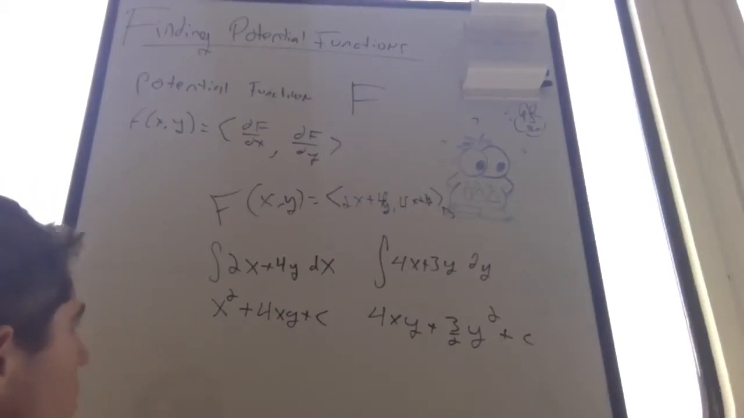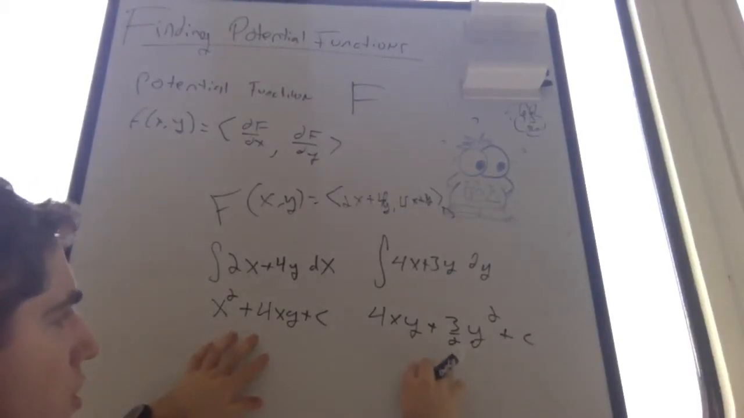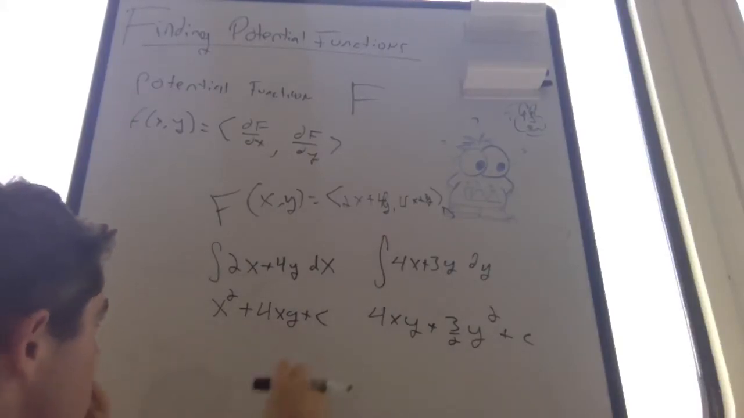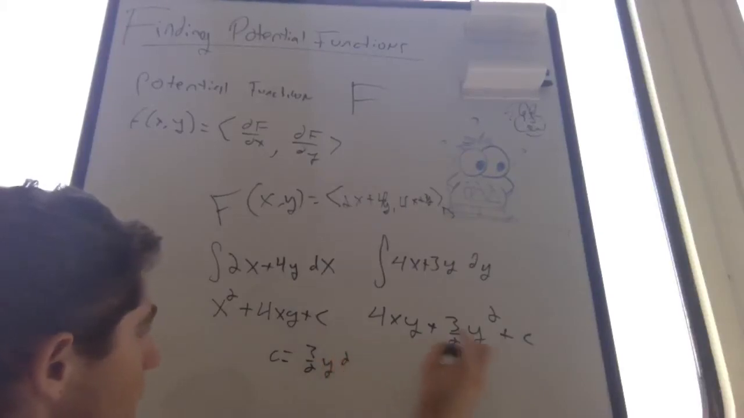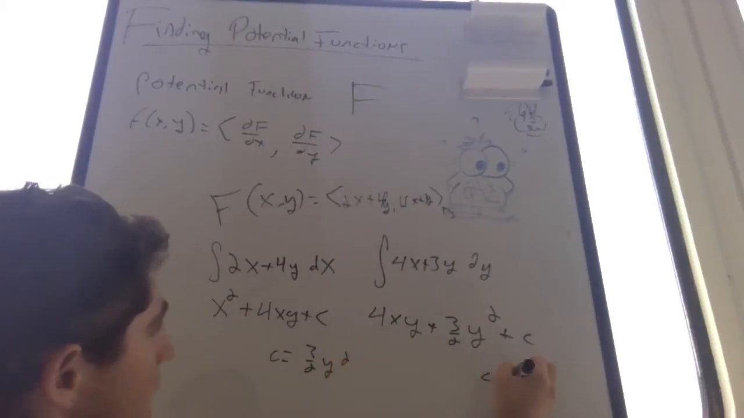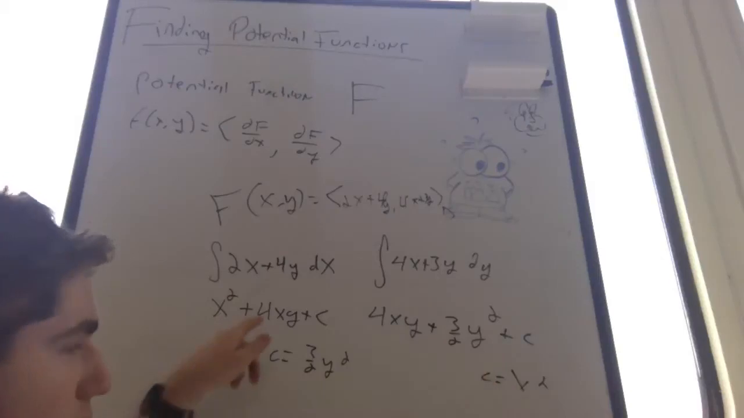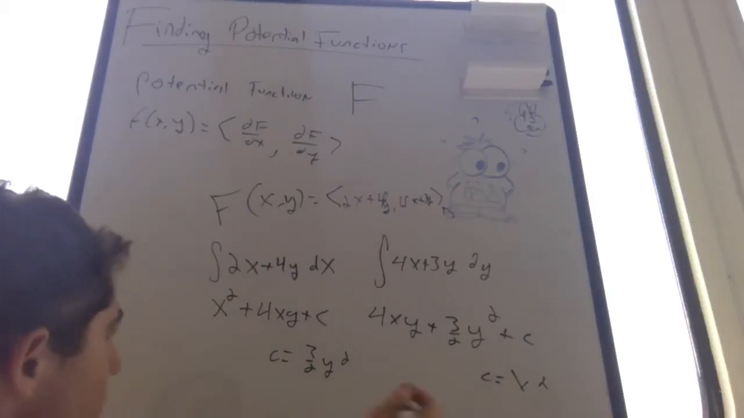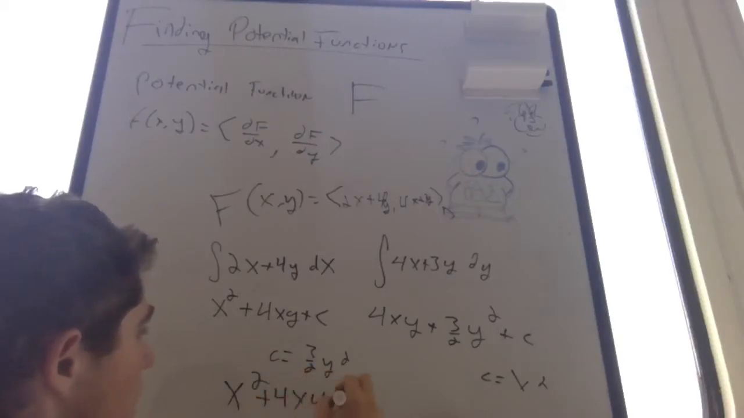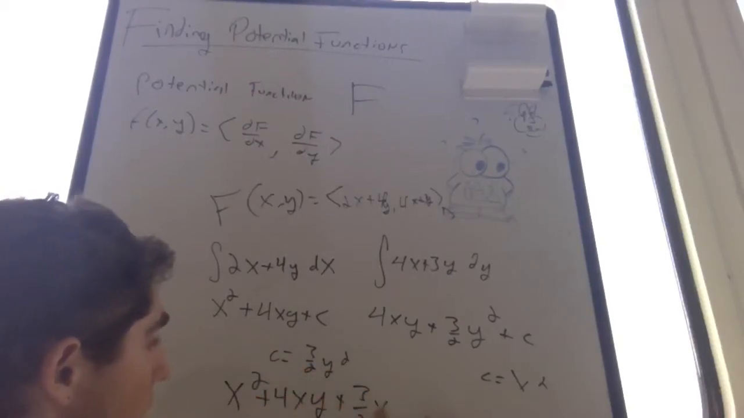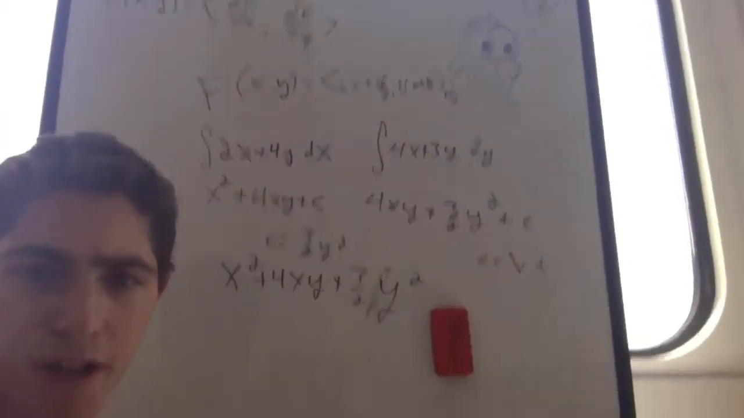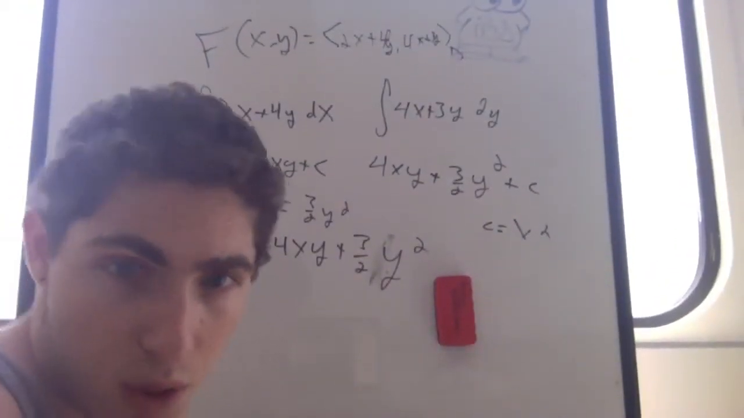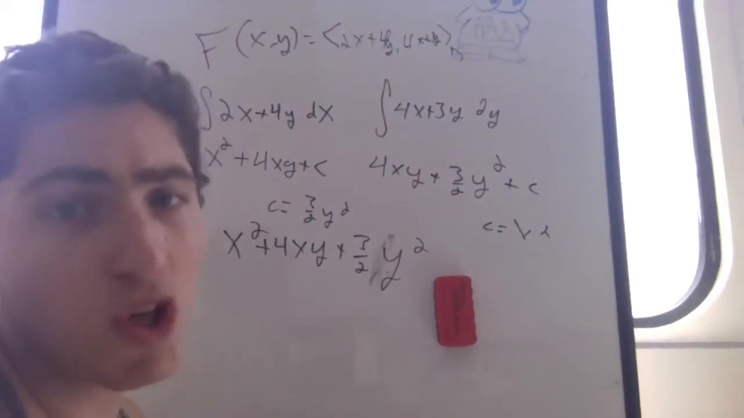So, what we notice here is that we can combine these two using this c and this c. For this to work, if c equals 3 over 2 y squared here, and c equals x squared here, because those are both constants with respect to the other variable, we can plug it in and get an ultimate function, x squared plus 4xy plus 3 over 2 y squared. So, if you think about that function, if you take the derivatives with respect to x and with respect to y, we should get our original function.